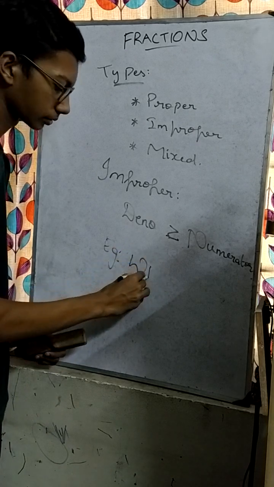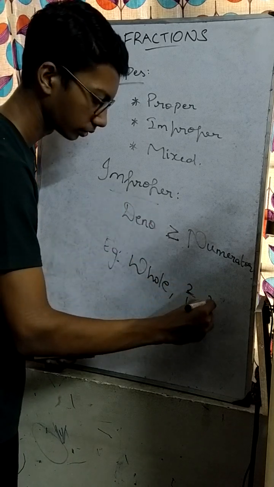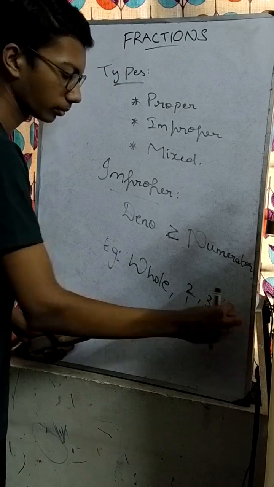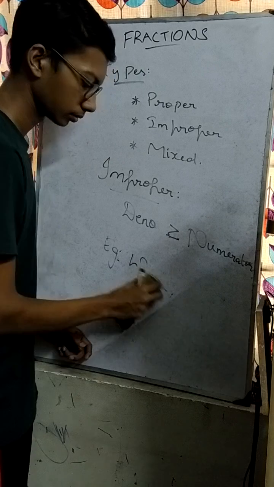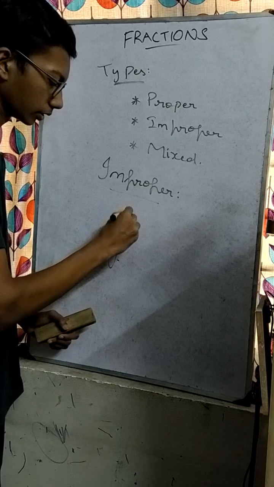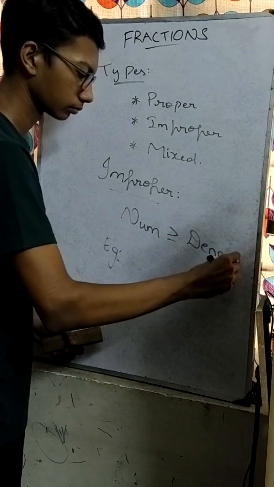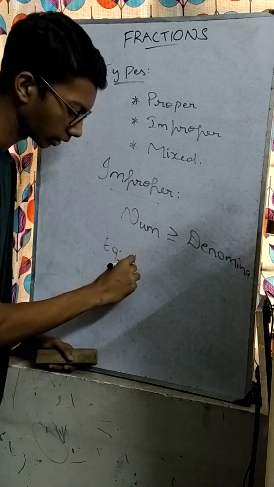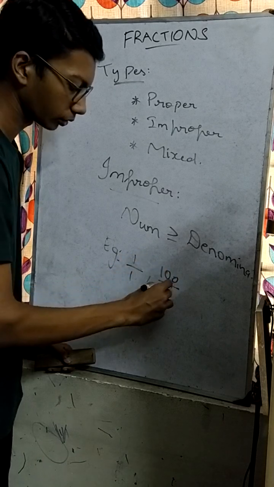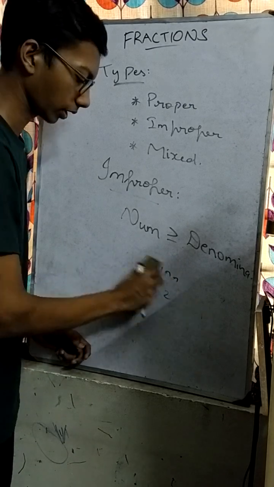All the whole numbers are improper fractions, because 2 by 1, 3 by 1, even 100 by 1, all these have denominator less than the numerator. I think I have written this the wrong way. The numerator must be greater than or equal to the denominator. So, we have the same example: 1 by 1, the denominator and the numerator are equal. For 100 by 2 or something like that, the denominator is less and the numerator is greater. So, this is an improper fraction.